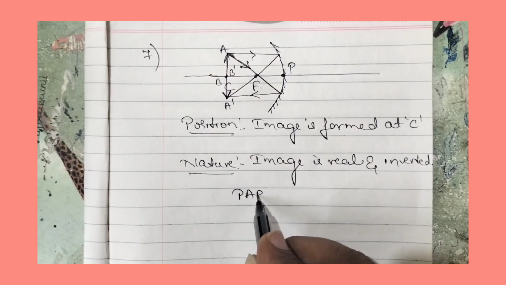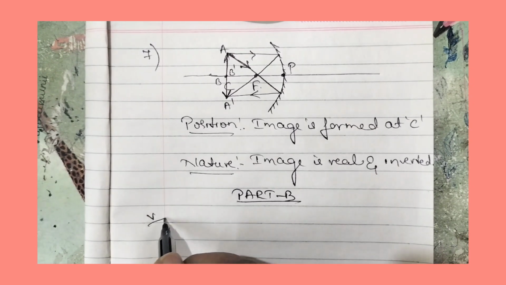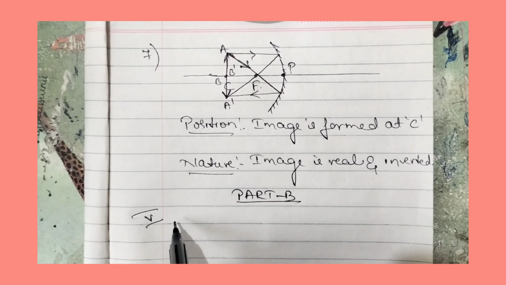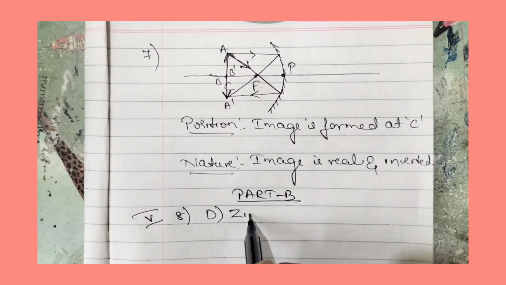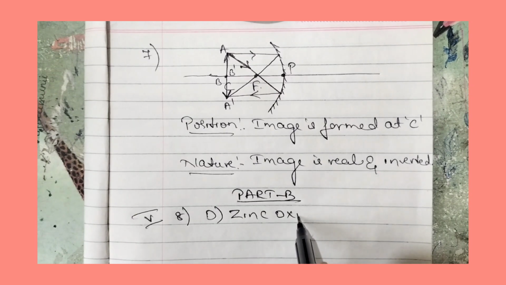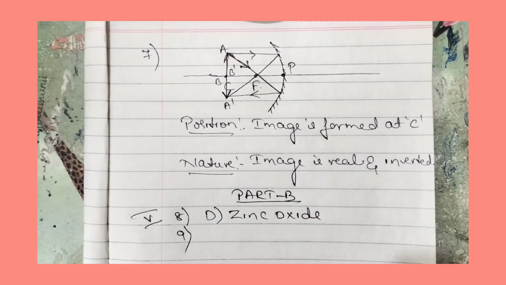So this is part B, chemistry. That is main number 5, that is the 8th question. So option D, zinc oxide. So zinc oxide is an amphoteric oxide. Now let us move to question number 9.